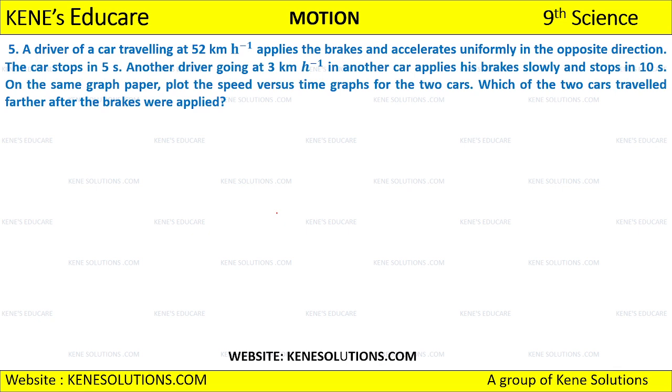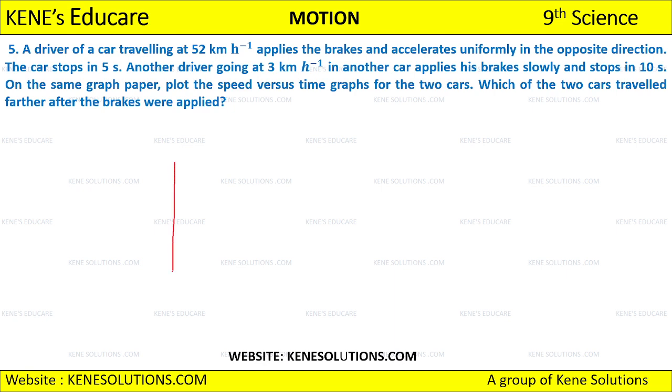Okay. Now see, the next question that we have is, a driver of a car traveling at 52 kilometers per hour applies the brake and accelerates uniformly in the opposite direction. The car stops in 5 seconds. Another driver going at 3 kilometers per hour in another car applies his brake slowly and stops in 10 seconds. On the same graph paper, plot the speed versus time graph for the two cars, and which of the two cars traveled farther after the brakes were applied. So I'll show you how exactly the graph will be.